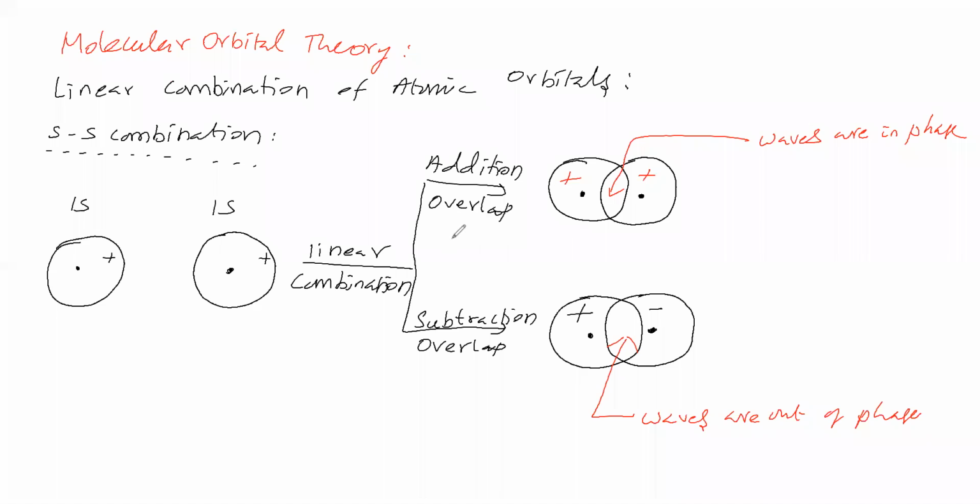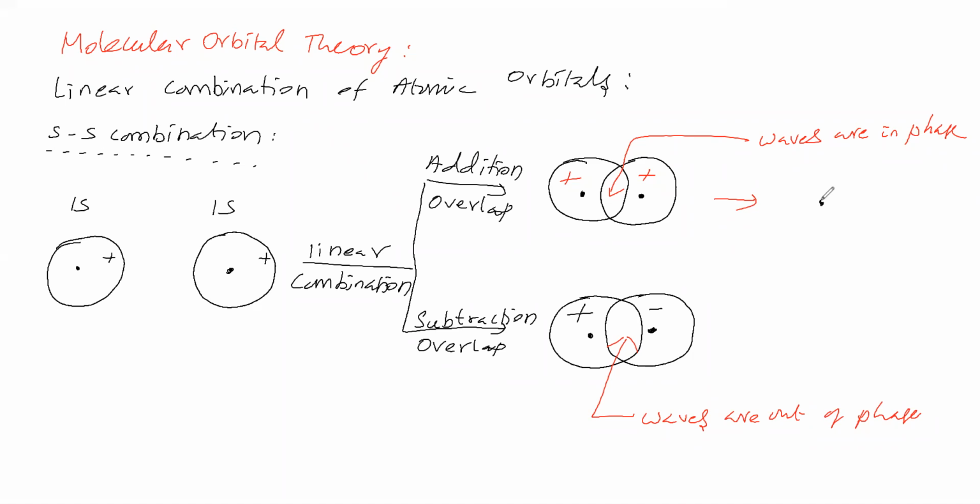That is addition overlap. In phase means construction, and construction means addition of amplitudes. Therefore, here waves are in phase and here waves are out of phase. It leads to constructive interference in one case and to destruction in the other. The overlapping part is destructed here, and this overlapping part is constructed. How it will be, we will see here.